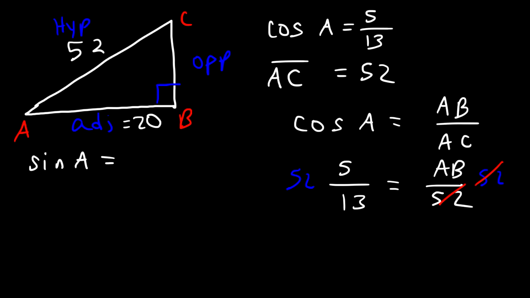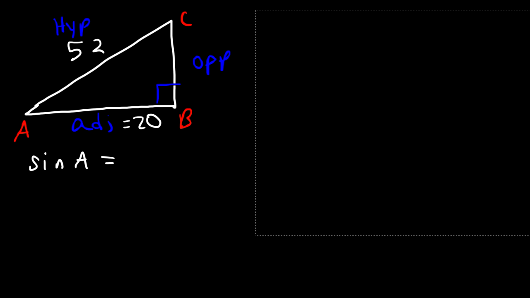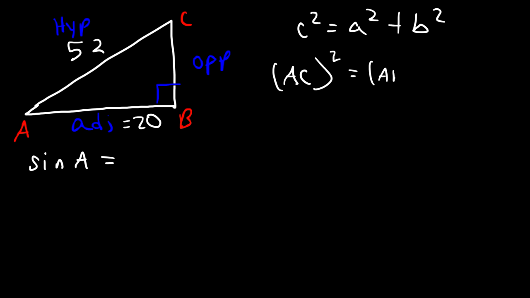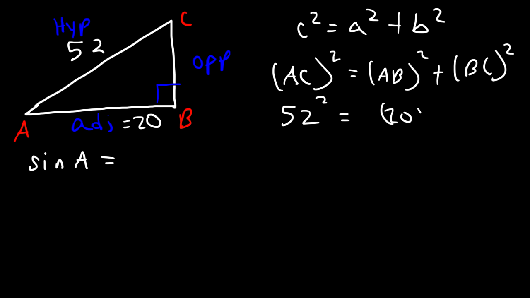Now, in order to calculate sine, we need the opposite side. So we have to use the Pythagorean theorem to get the opposite side. So we know c squared is equal to a squared plus b squared. c is the hypotenuse, which is segment AC. a could be segment AB, and b has to be the other segment, BC. So we know AC is 52. AB is 20. So let's say BC is x.